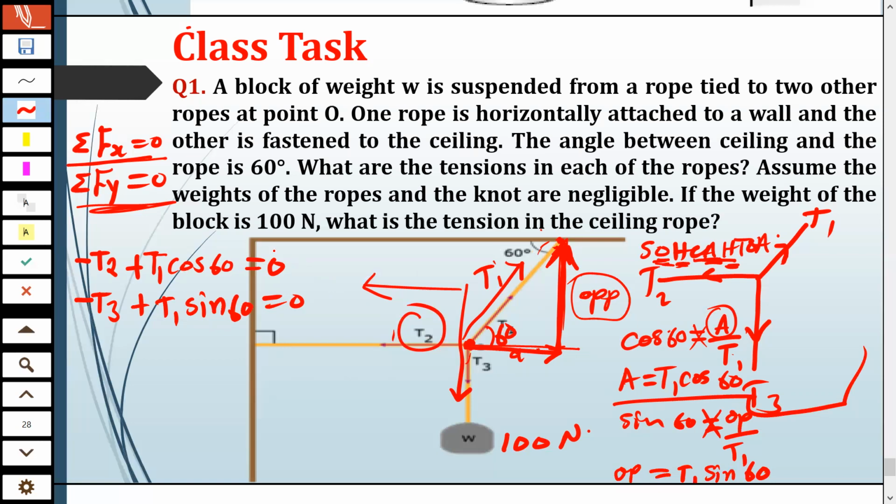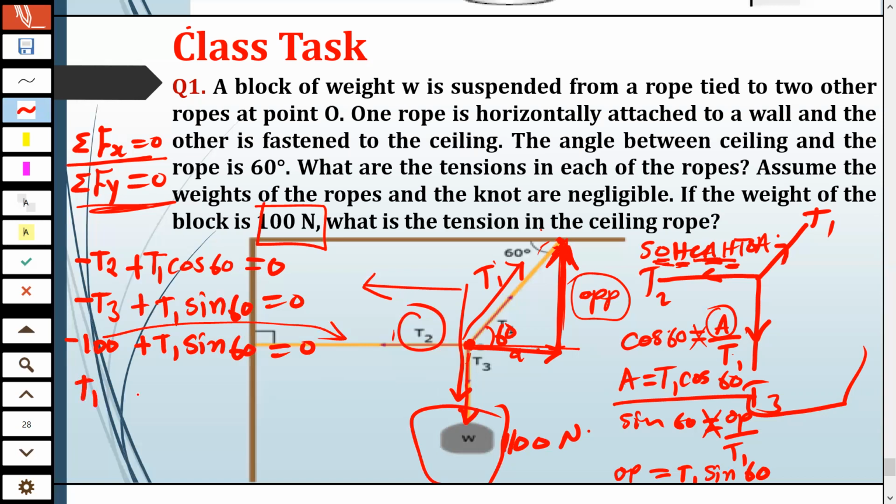So from there, what we do is we look at what we've been given here. So we've been given that the weight of the block is 100 newtons. So this 100 newtons is going to be equal to the tension that is in the rope T3. So T3, in other words, we have been given, it is 100 newtons. Then we say this is plus T1 sine 60. Then we say this is equal to 0. So we take this 100 newtons to the other side of the equal sign, and we're going to have T1 sine 60 being equal to 100.